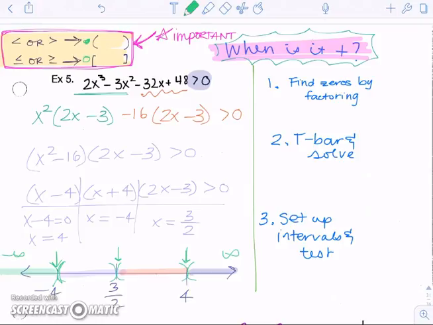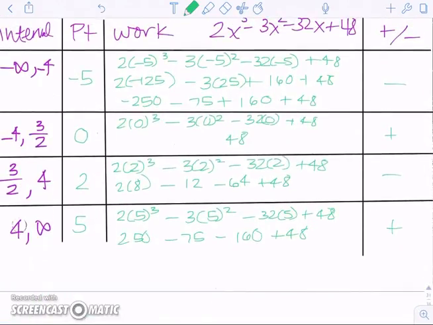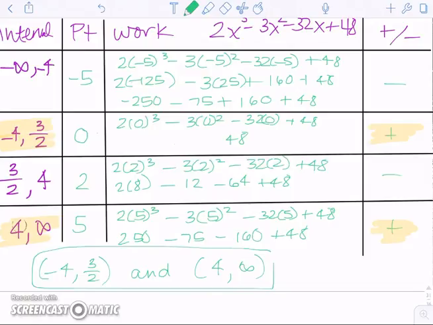Okay, so back to what we were looking for, which was where it's greater than 0. That means I'm saying when is it positive? So I go down here, I look for my 2 intervals where it's positive, and I realize this interval is a positive interval, and this interval is also a positive interval. So my answer here, I say -4 to 3/2. That will fall above the x-axis, and from 4 to infinity will also fall above the x-axis. That's my final answer. I'm saying for those 2 intervals, that function will be greater than 0.